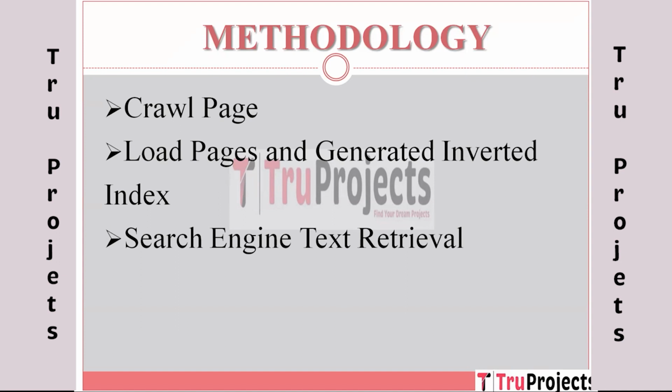Ranking. Once the matching documents are identified, they are ranked in terms of relevance to the query. Various algorithms and criteria can be used to determine the order in which results are presented to the user. Presentation. The ranked results are presented to the user, often in the form of a list of links or snippets of text. The user can then click on the links or snippets to access the full content of the corresponding documents.